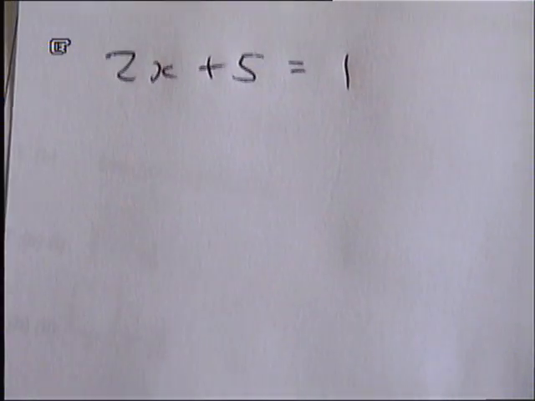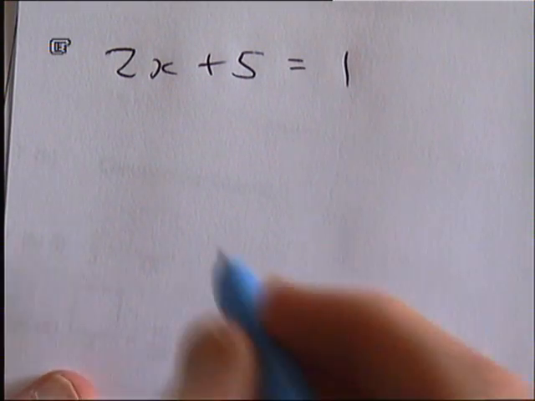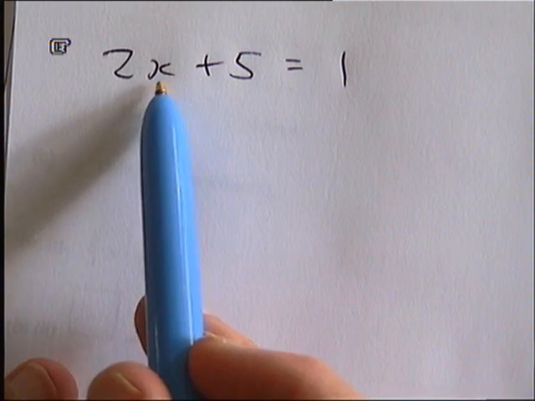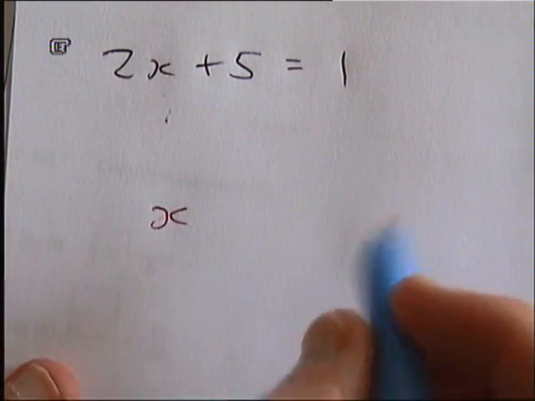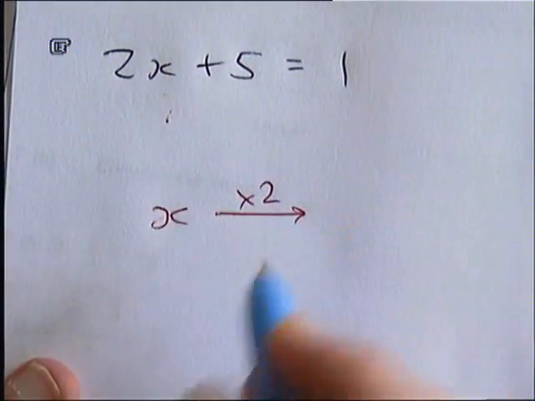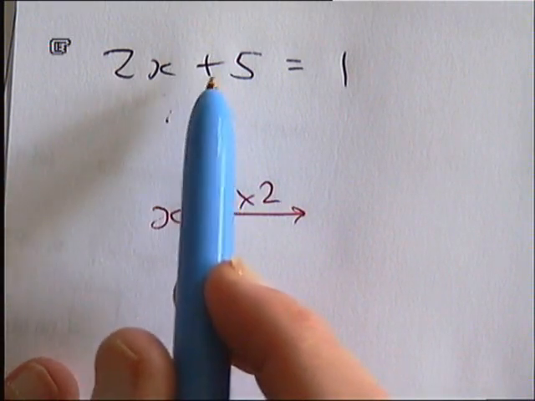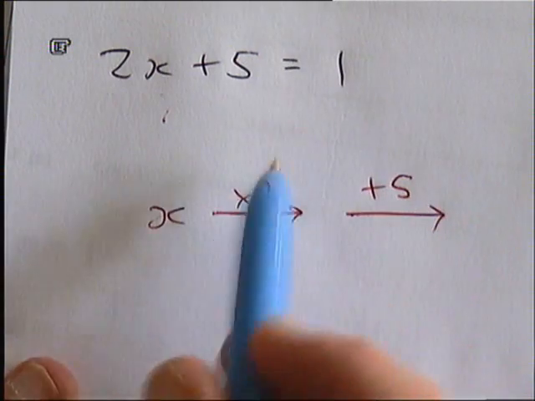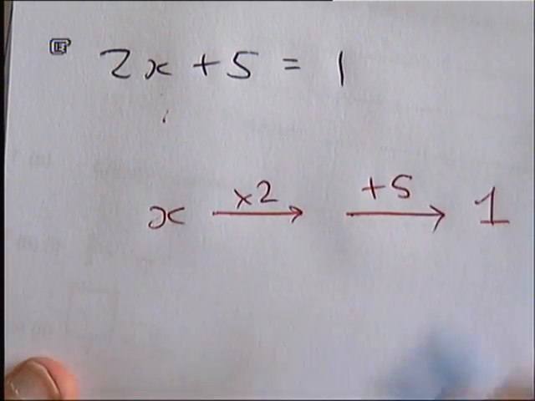For part B of the question, slightly more complicated equation, but again, let's always start with the x. This equation says 2x, that means we're timesing the x by 2. Then after the 2x, it's got a plus 5. So after that, I've got to add on 5, and I get an answer of 1.